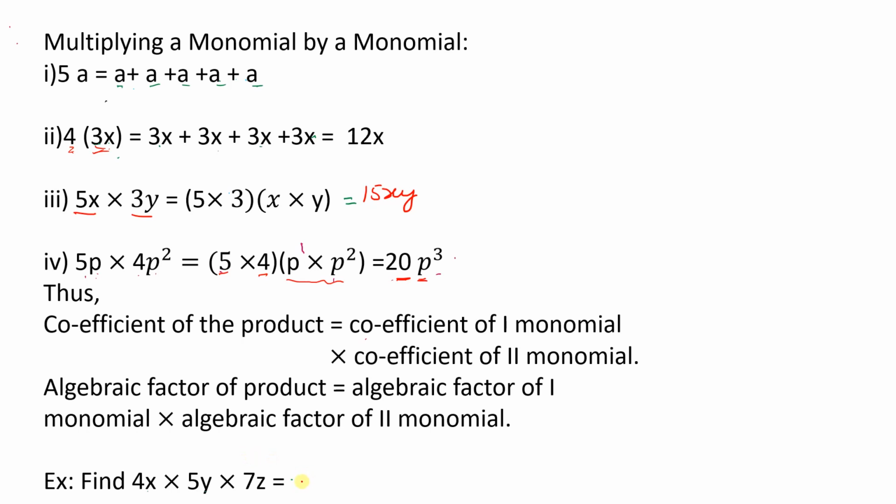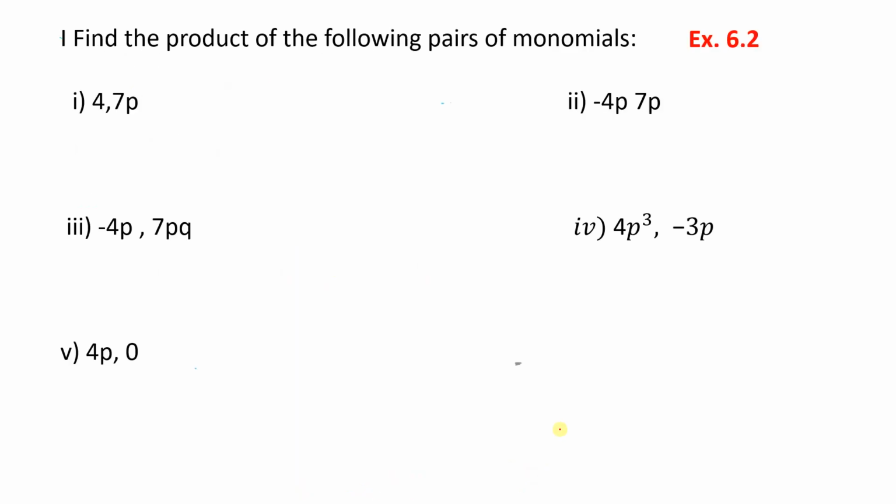Now let us find the product of 4x into 5y into 7z. You need to multiply the coefficients first: 4 into 5 into 7 into x into y into z. That comes out to be 4 fives are 20, 20 sevens are 140xyz. I hope it is clear. Now let us do the exercise problems of 6.2.